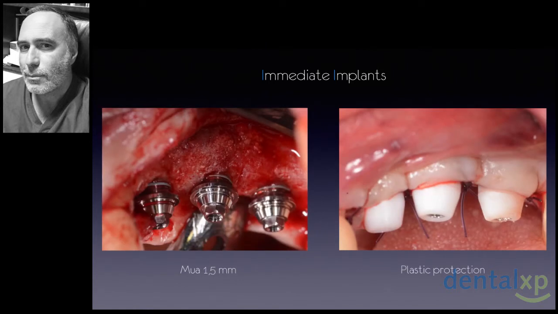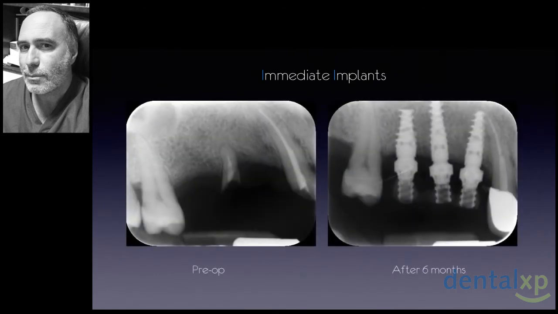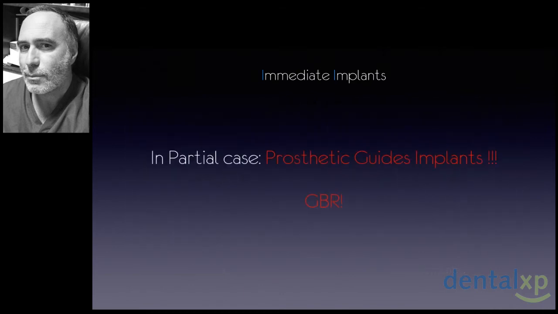At the connection in the second surgery, with plastic caps for protection and flap suturing. And the X-ray aspect, pre-operatory, and 6 months after. Therefore, in partial cases, prosthetic guided implants with GBR to attain a natural aspect, the volume of the dentulous crest.